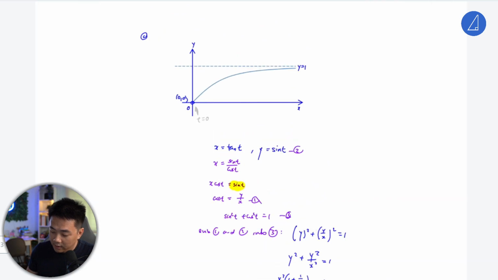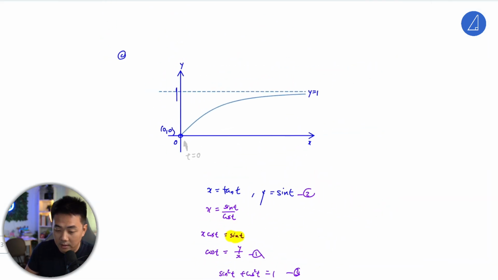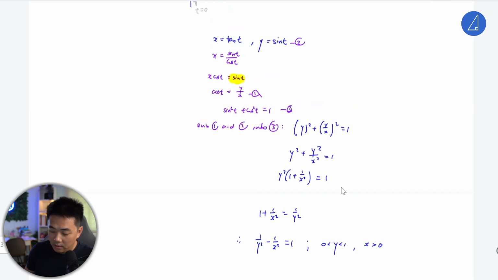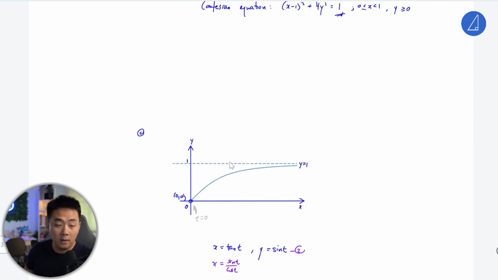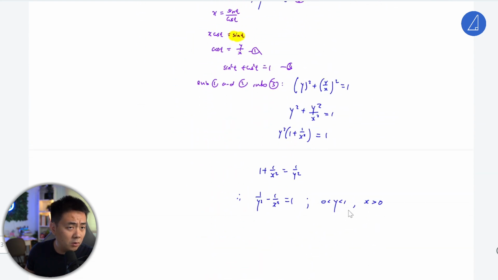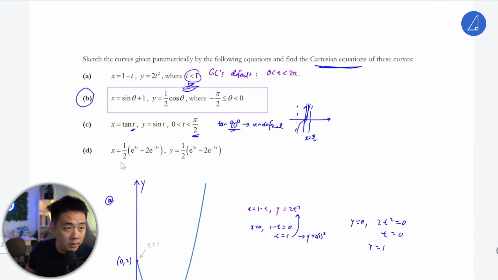So that's how you do part C. I deduced the domain here from the graph. That's all I did. I just looked from the graph, but I don't think you need this for the Cartesian equation. Okay, let's look at the last one, which is an interesting one.